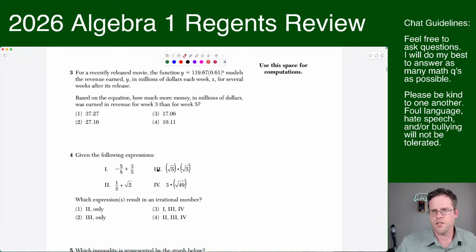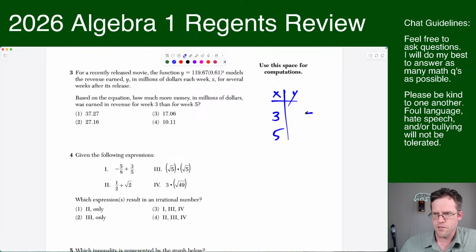So next up, question 3. For a recently released movie, the function y equals, so this function here is exponential, models the revenue earned, y is in millions of dollars each week, x for several weeks after its release. Based on the equation, how much more money in millions of dollars was earned in revenue for week 3 than for week 5? So for this, I would just make a table of values and see what's going on at week 3 and week 5, and then just subtract these two. So that's what I'm going to do.